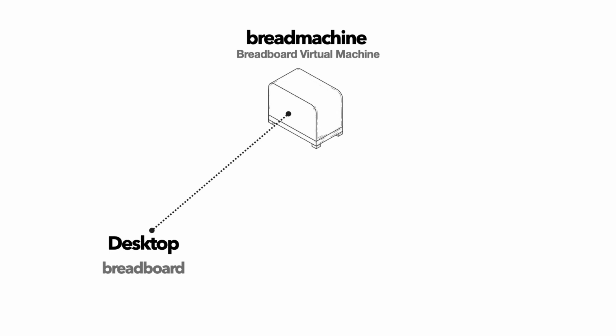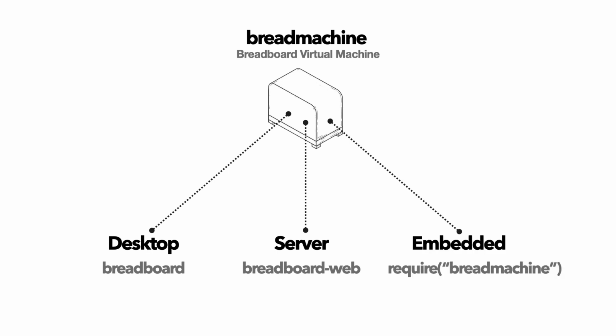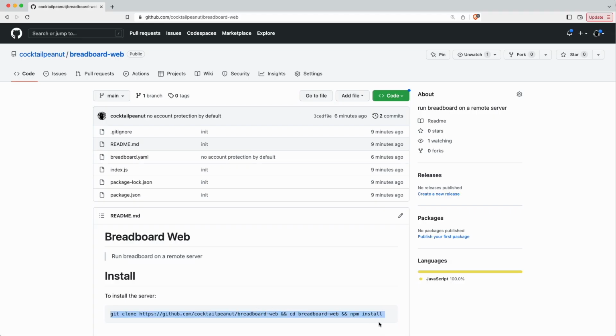First, we obviously have the Breadboard desktop app itself, which is also powered by breadmachine. Second, you can now install and run Breadboard on a remote server. If you're running StableDiffusion on a server, this is for you. Also, you can directly import breadmachine into third-party applications and custom workflows. Let's check it out. First, let's try the standalone mode.